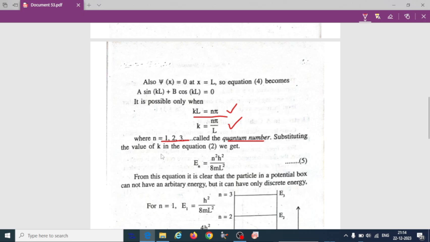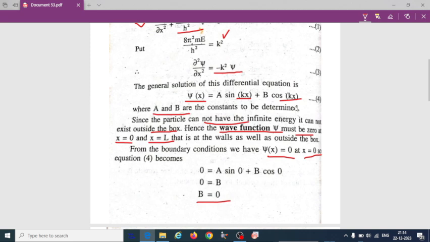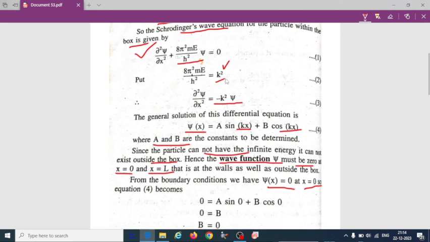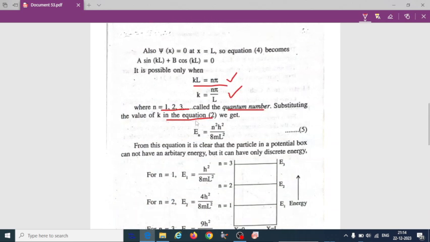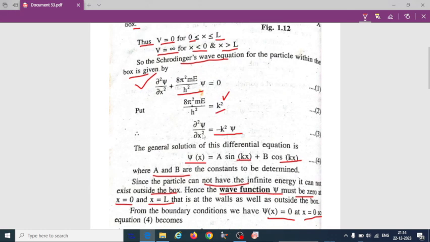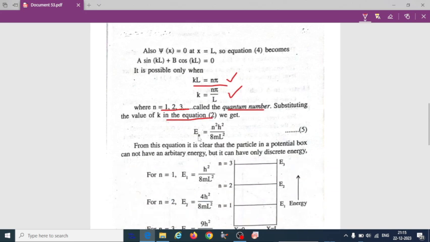Substituting the value of k in equation 2, we get, equation 2 is which one here? This k square is equal to 8π²mE by h². If we substitute in equation 2, we will have the equation for energy, energy for nth term En. Energy eigenvalue, that is given by n²h² divided by 8mL². So this is the equation 5.